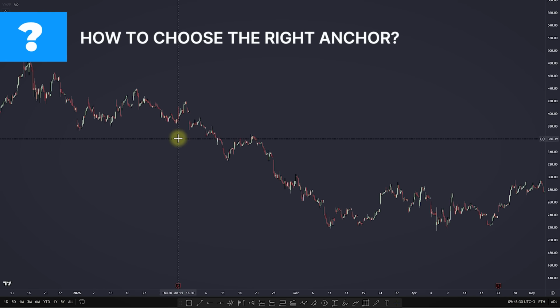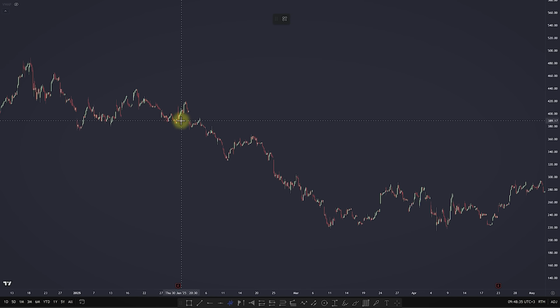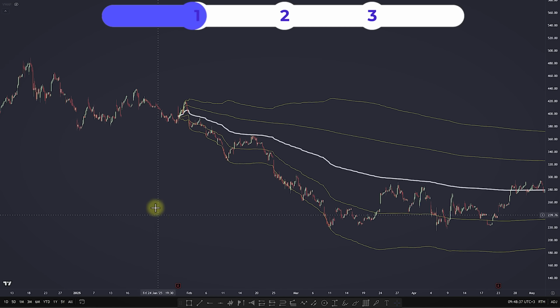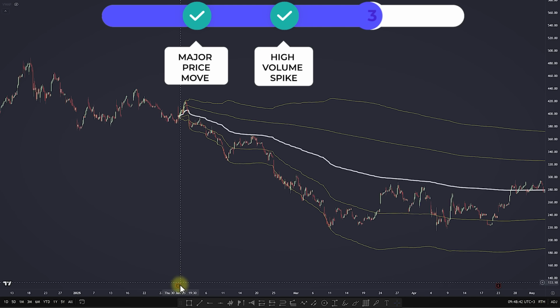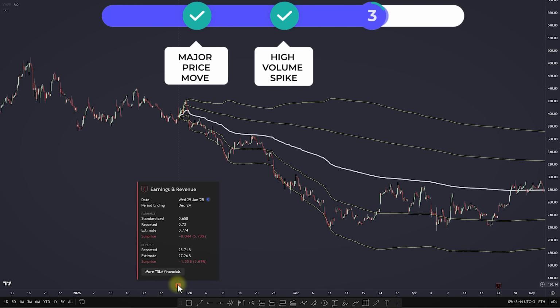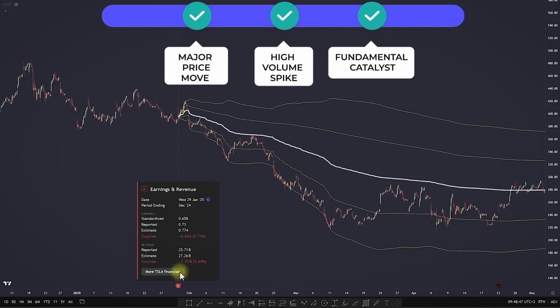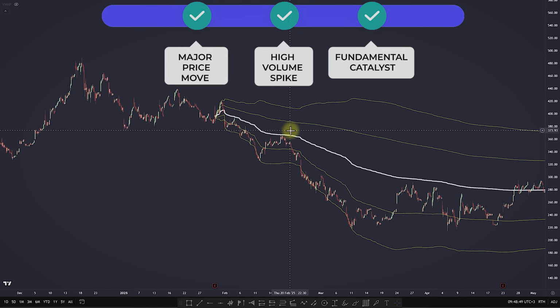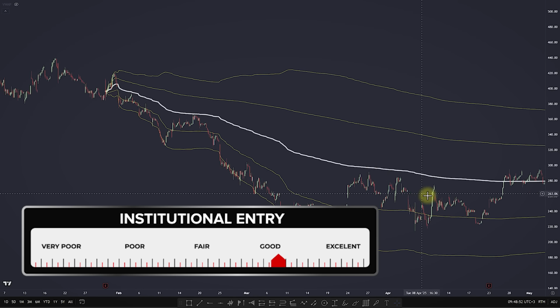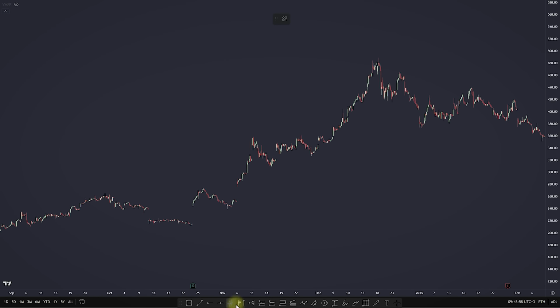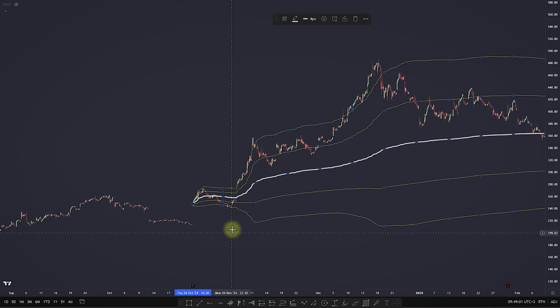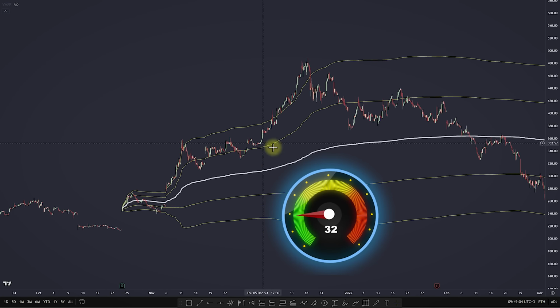But you're probably wondering how to choose the right anchor. Here are the selection rules. First, the event must have moved the stock significantly. Second, it must have generated massive volume. Third, it should be fundamentally important to the company or market. And now you have the foundation for institutional level VWAP analysis. While other traders use generic daily VWAP, you're anchoring to the events that actually matter to smart money.